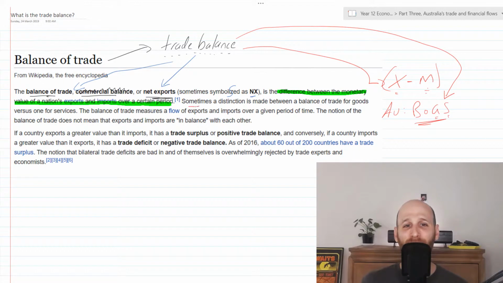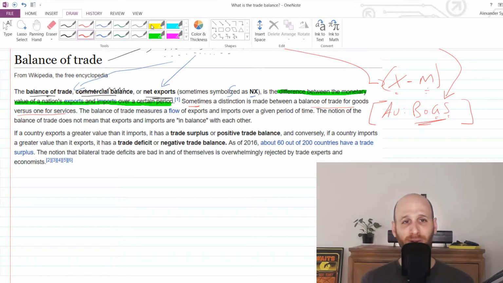Sometimes the distinction is made between a balance of trade for goods versus one for services. So that's true in Australia's current account, but we also have them put together as the balance of goods and services. Okay, so let's move on to the next part, which I think is pretty useful.